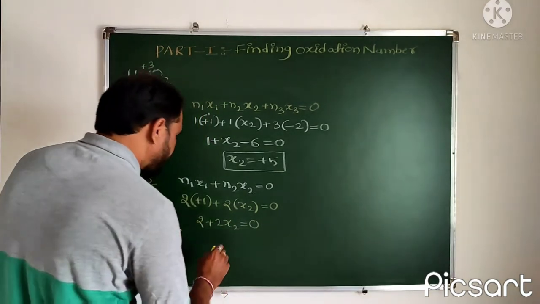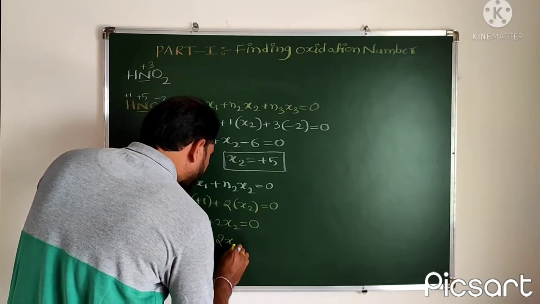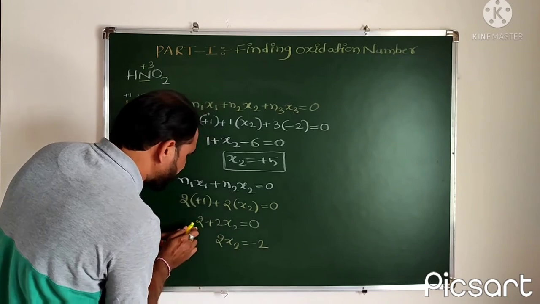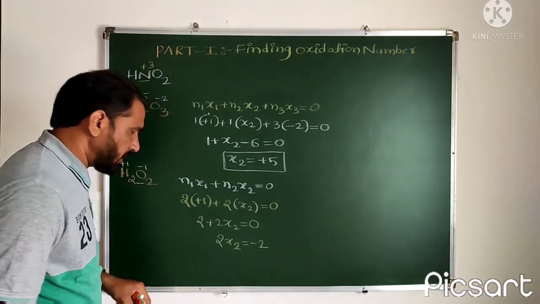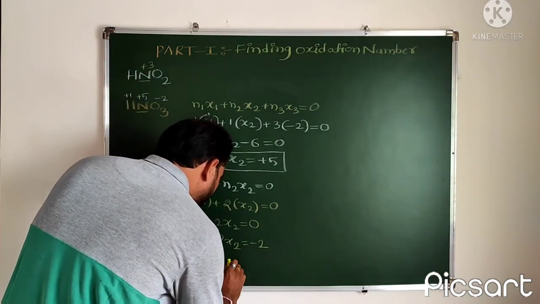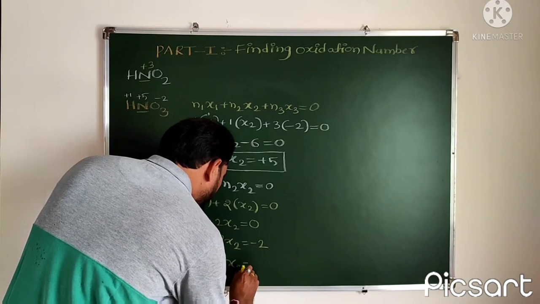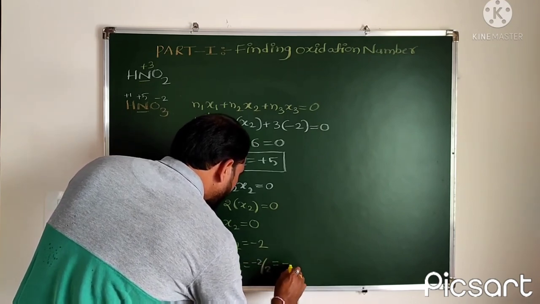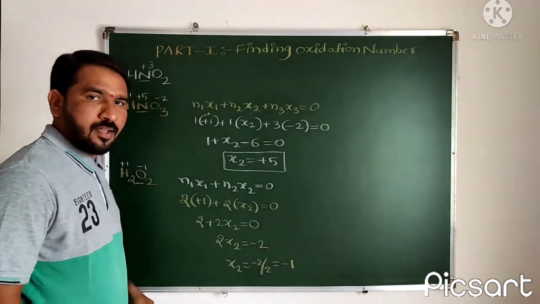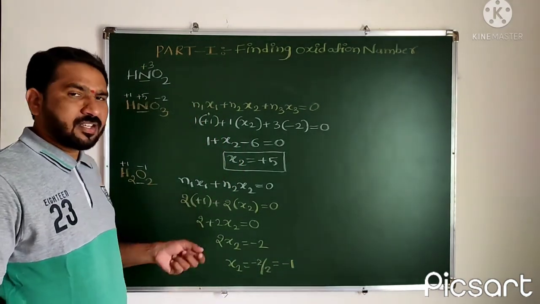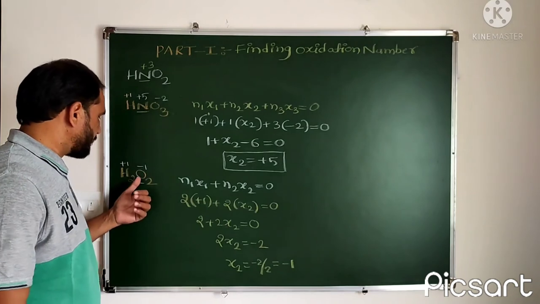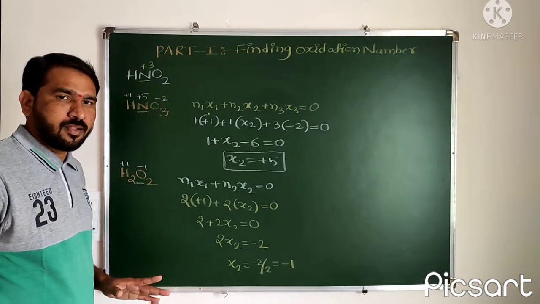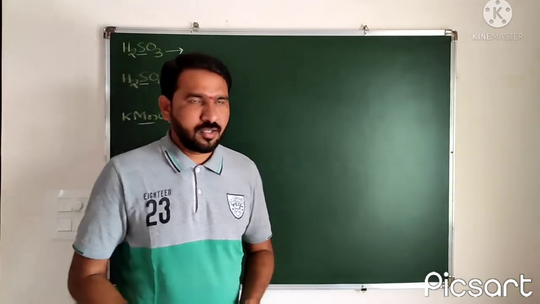Is it clear? After that 2X2 is equal to -2. If you take this +2 to the right side, then that will be -2. Therefore, X2 is equal to -2 by 2, that is equal to -1. Like this also, we get the oxidation number of oxygen in H2O2 as -1. Is it clear? Coming to the next example.